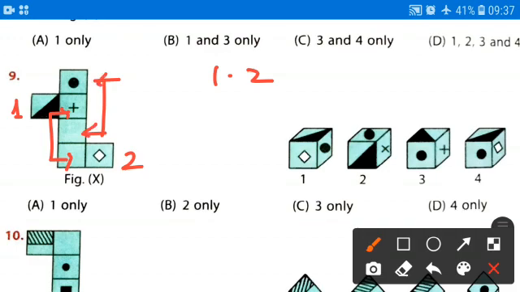Now, opposite faces cannot be adjacent, so these figures are showing the adjacent faces. Now check. First of all, here 1 and 2 are opposite, and here also 1 and 2, but in figure 1 they are shown adjacent, so this is the wrong position. So this cannot be followed.